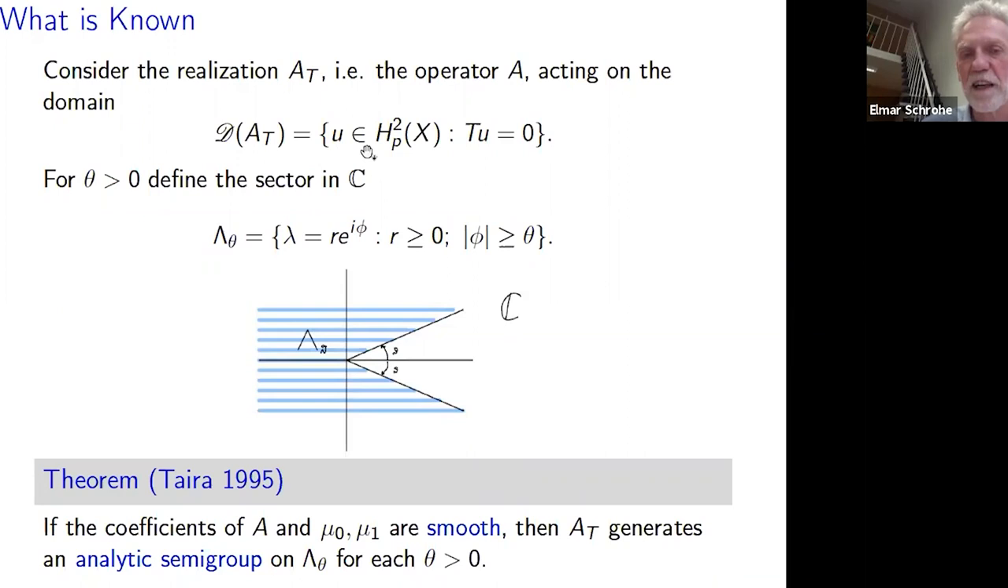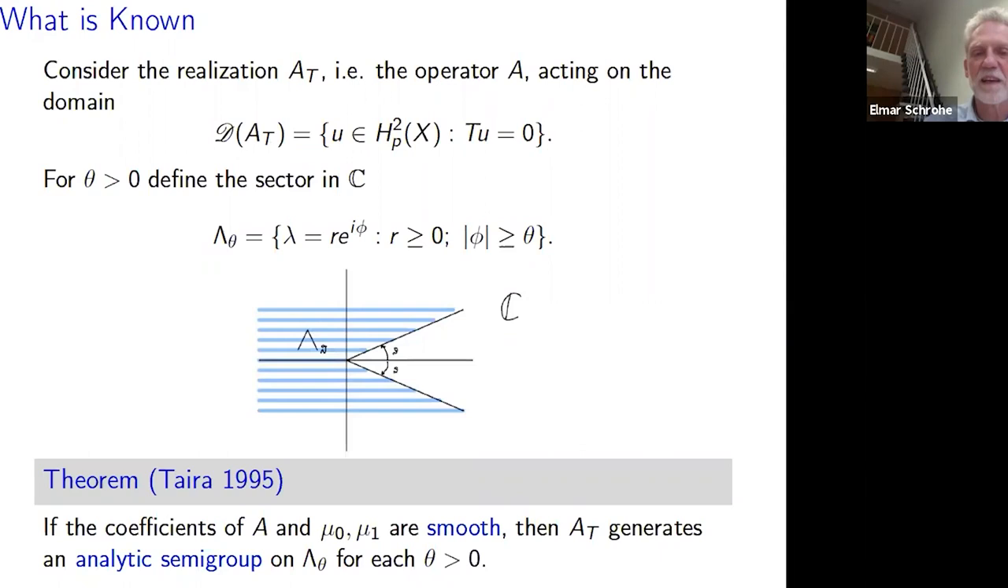As the domain, we take the space H^2_p, so the L^p Sobolev space of second order on our manifold X. And we only consider those functions where the boundary condition is zero. So this is the domain of this operator, and the operator acts like A on this domain. Then we want to look at the resolvent of this operator. So for this, we look at sectors.